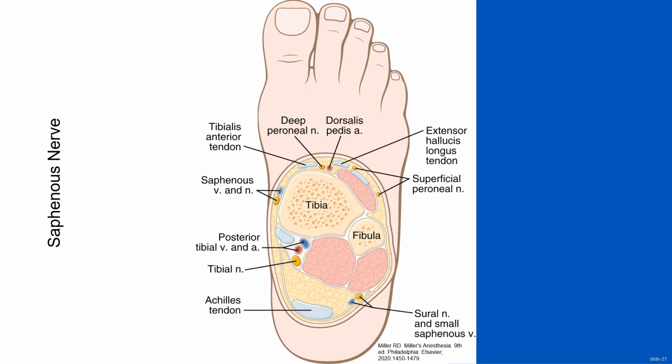Our next nerve to discuss is the saphenous nerve. It lies directly adjacent to the large saphenous vein on the medial side of the foot. Applying the probe directly over the medial malleolus should help you find the vein.